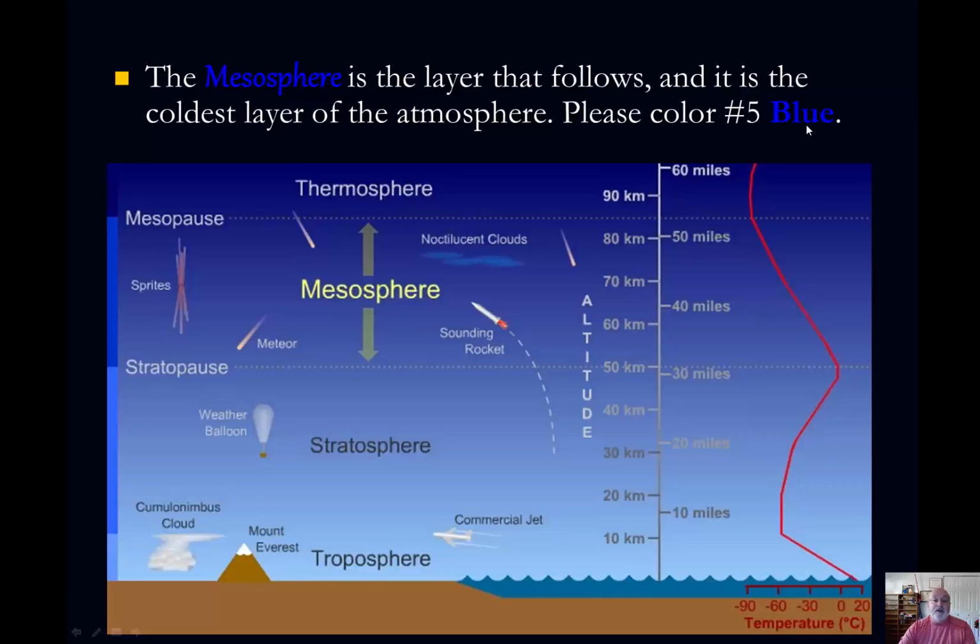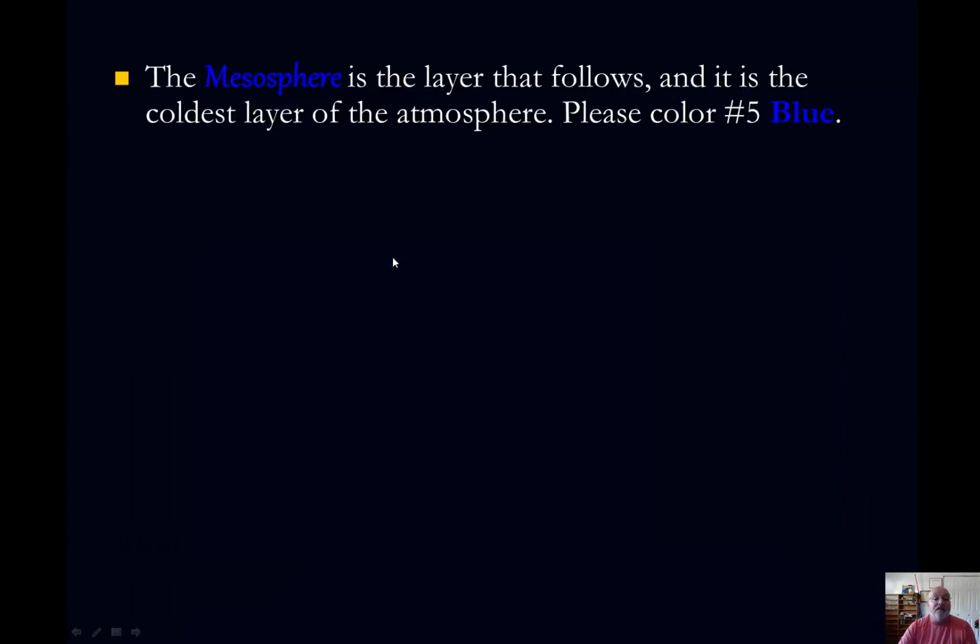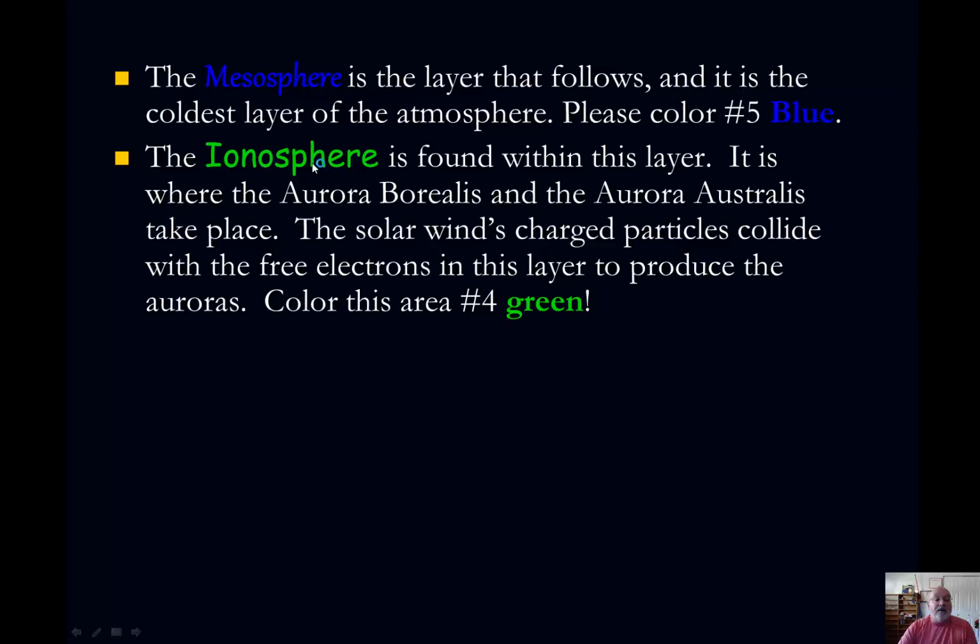One of the special things about the mesosphere is it actually has what's called the, actually I'm not seeing it on here, but we actually do see the aurora borealis in this area. Okay, so here's the ionosphere. And the ionosphere is found within this layer. It actually extends up into the exosphere also.